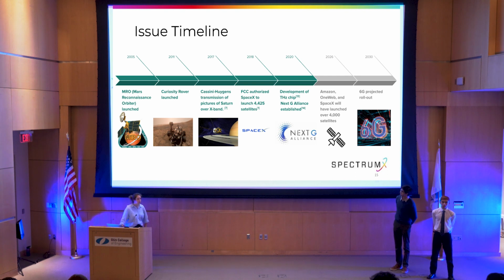So now we're just going to overview the timeline of this issue. Between 2005 and 2017, there were a series of space missions launched. Then in 2018, the FCC authorized SpaceX to launch over 4,000 satellites. And in 2020, the terahertz chip was developed, which is the technology that's allowing 6G to be developed. Looking forward, it's projected that by 2026 Amazon, OneWeb, and SpaceX will have launched over 4,000 satellites, and 6G is projected to roll out around 2030.